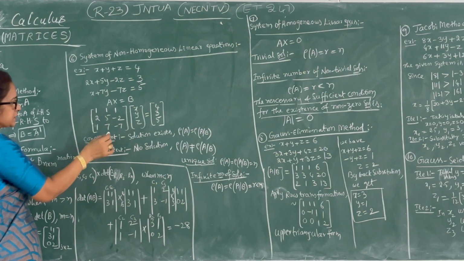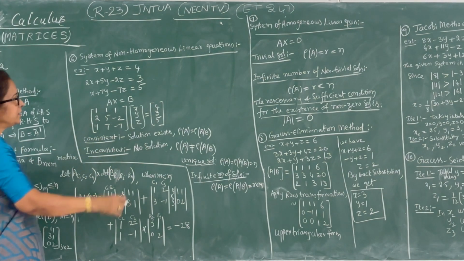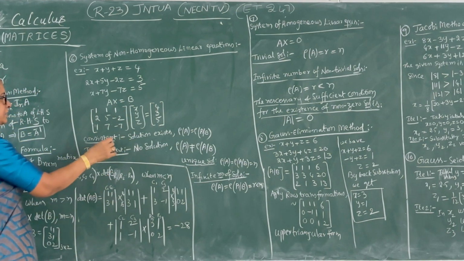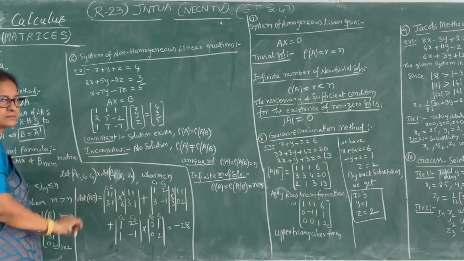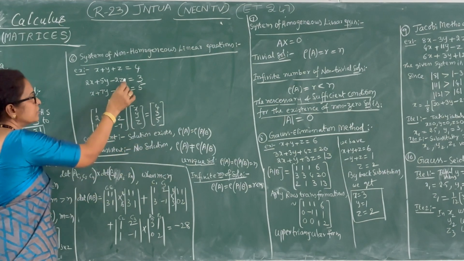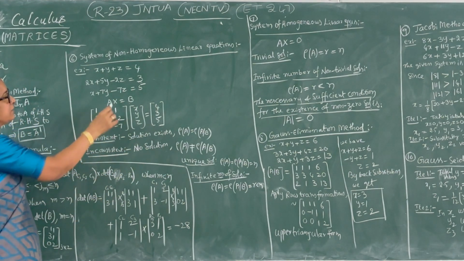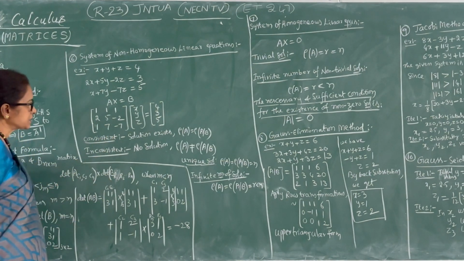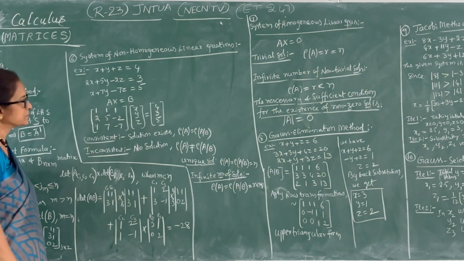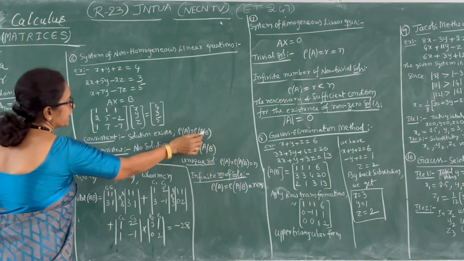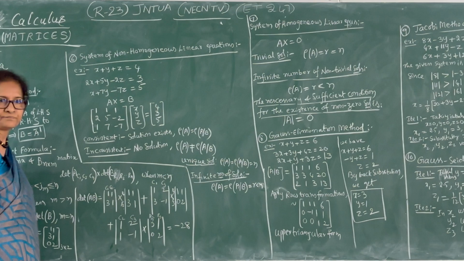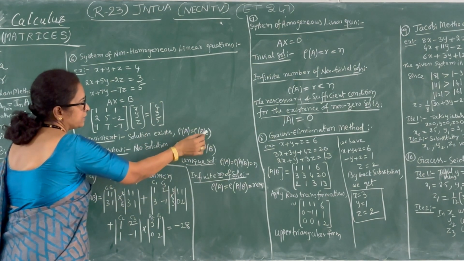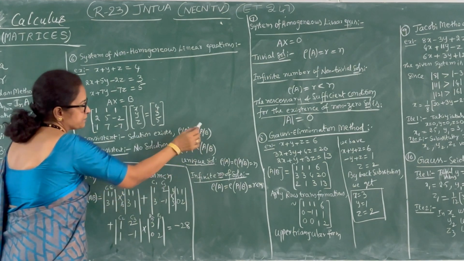What is meant by consistent and inconsistent? If the given system of equations has a solution, then the system is called consistent. If the system has no solution, then the given system is inconsistent. How to check consistent and inconsistent? First of all, we must write the augmented matrix. The augmented matrix is denoted by [A|B] or A slash B.